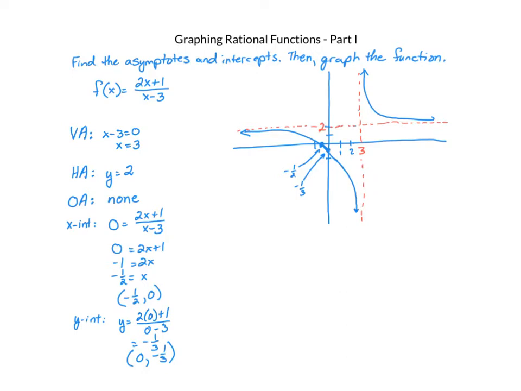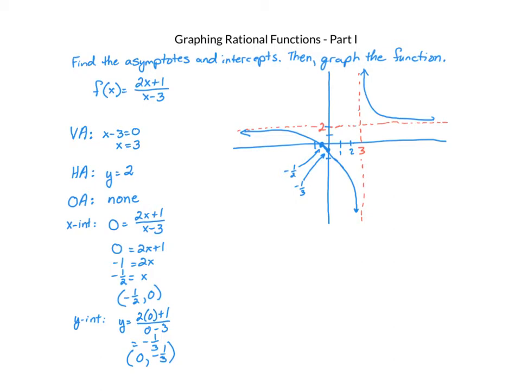There is one more detail, though, that I want to address. How do we know that the graph doesn't cross the horizontal asymptote? A rational function cannot cross or touch a vertical asymptote because that's where the function is undefined. But they can and do sometimes cross the horizontal asymptote.